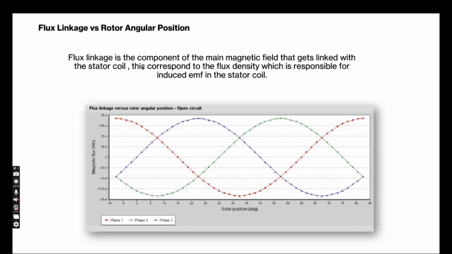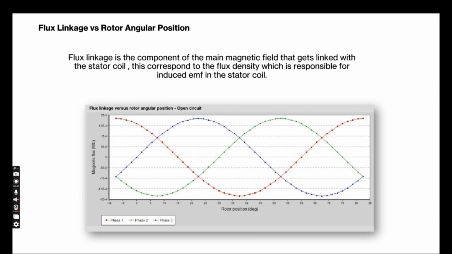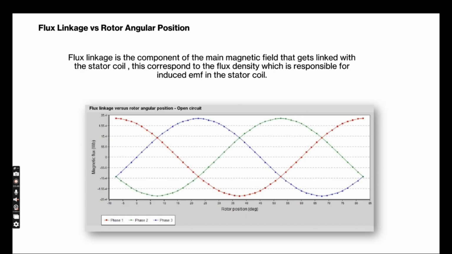Flux linkage versus rotor angular position. So flux linkage is the first fundamental harmonic. It would be purely sinusoidal, and this is the main magnetic field which is going to induce EMF in the stator coil. Because this is a sinusoidal wave, the EMF induced in the stator coil is sinusoidal, and this is the first harmonic, which is flux linkage. This is the first fundamental harmonic.